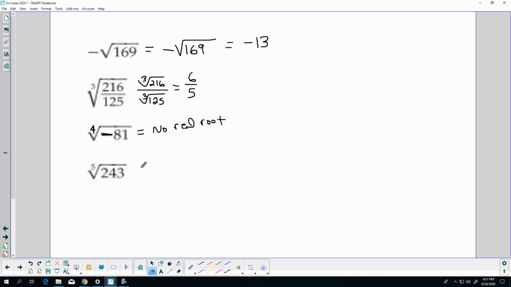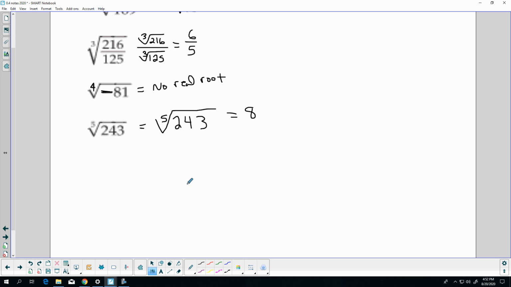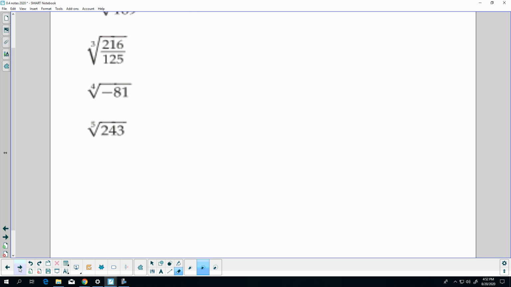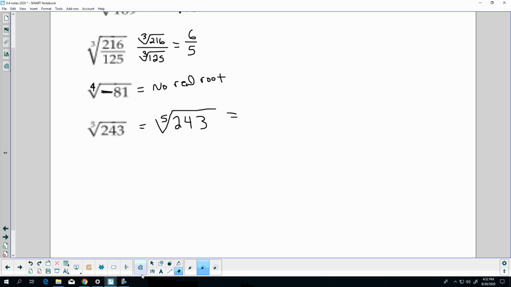And on the last one, it's kind of hard to see that index. It's the 5th root of 243, and that is 8. If you did not know how to do that, or did I just say 8? I was getting ahead of another example. Oops, I'm getting crazy with the buttons here. That one is actually 3.